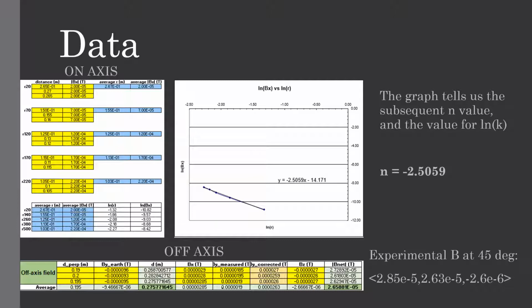The spreadsheet also lists the data for the off-axis, or perpendicular, observation location. The results from the data conclude that the experimental magnetic field at a location 45 degrees is 2.85 times 10 to the negative 5th, 2.63 times 10 to the negative 5th, negative 2.6 times 10 to the negative 6 Tesla.